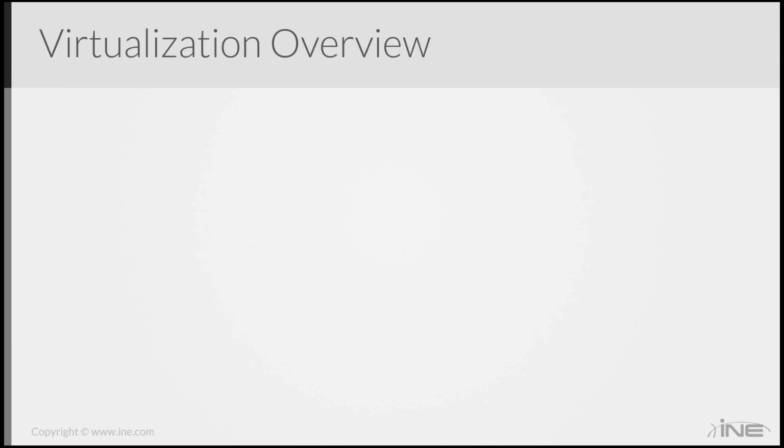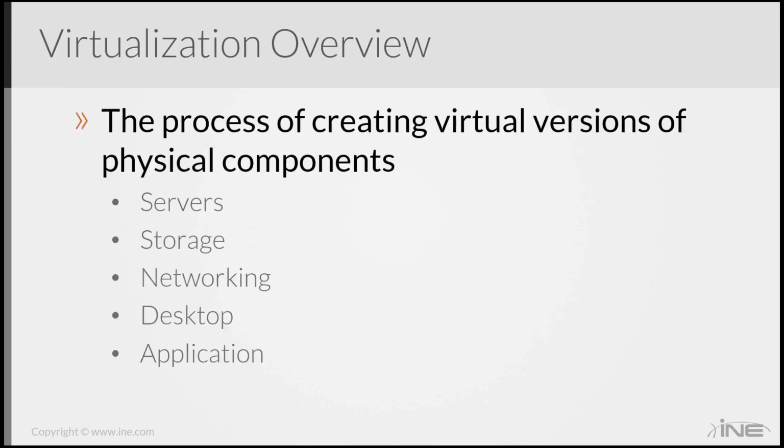So, what is virtualization? Virtualization is the process of creating virtual versions of physical components. This will include servers, storage, networking, desktop, and applications. The idea here is, say you have 10 servers, and each one of those servers is running a single OS and a single application. And they all have CPU, memory, network, and storage attached to them in some fashion, for whatever capabilities you have set them up for.